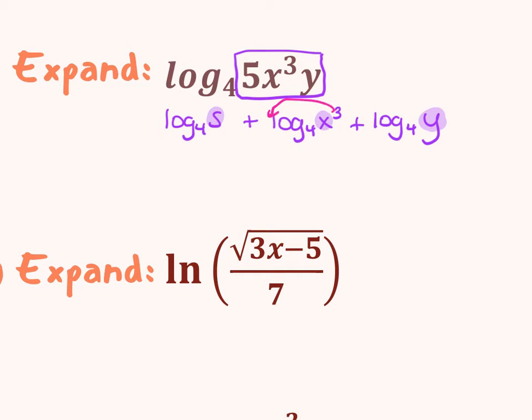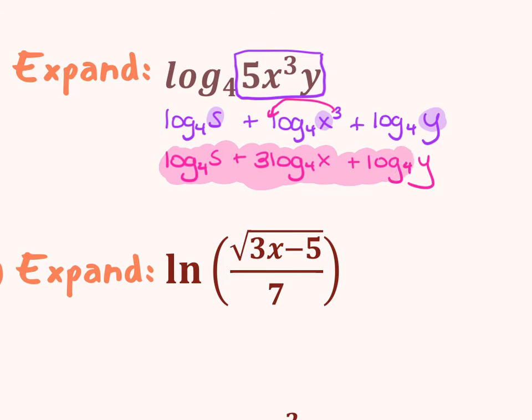3 moves to the front. So this becomes log base 4 of 5 plus 3 log base 4 of x plus log base 4 of y. And sometimes when we expand like that, we're able to simplify things.